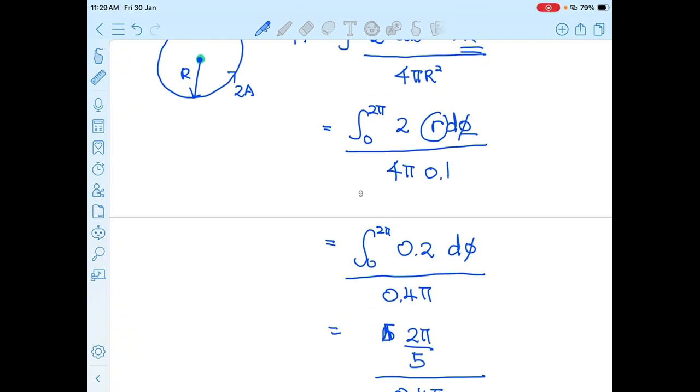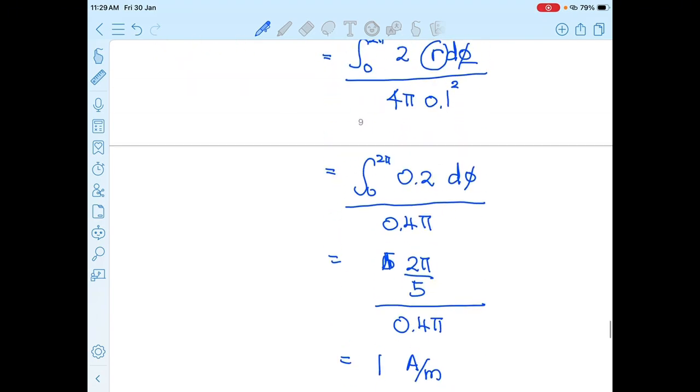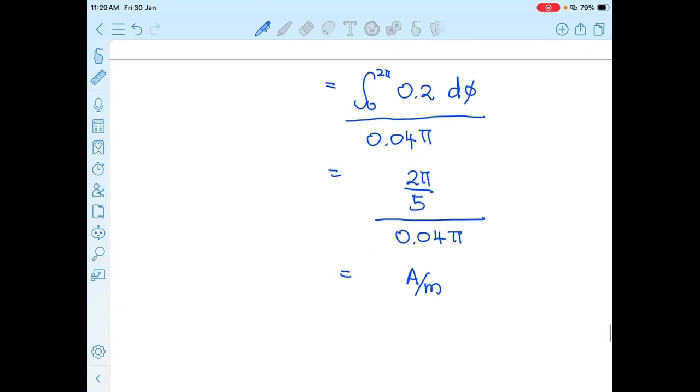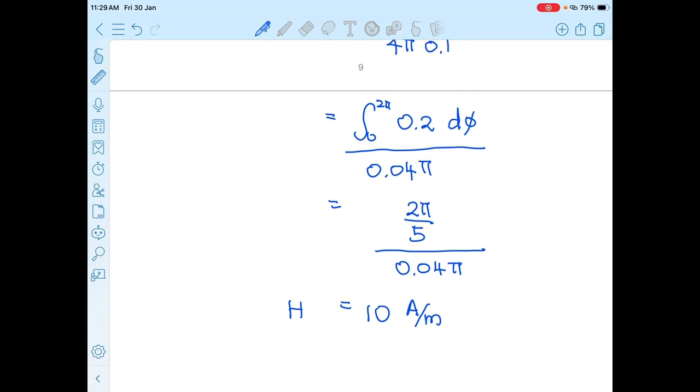Wait, I missed this one. It is 0.1 squared, so this one is not going to be this. With 0.1 squared, you have 0.04 pi over here. So your answer is 10 ampere per meter, which is the magnetic field at the center of your loop.